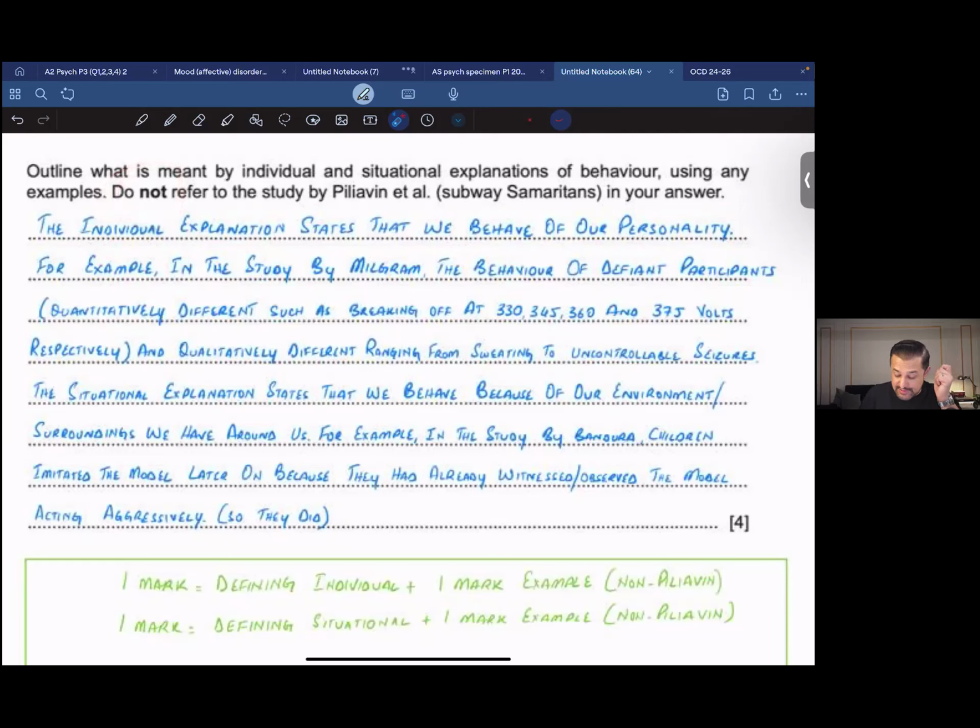So the individual explanation states that we behave because of our personality. For example, in the study by Milgram, the behavior of defined participants was quantitatively different, such as breaking off at 330 volts, 345 volts, 360 volts, and 375 volts, respectively, and qualitatively different, ranging from sweating to uncontrollable seizures. The situational explanation states that we behave because of the environment or surroundings we have around us. For example, in the study by Bandura, children imitated the model later because they had already witnessed the model acting aggressively. Now, this has the reference of the study by Bandura that is a part of the learning approach.